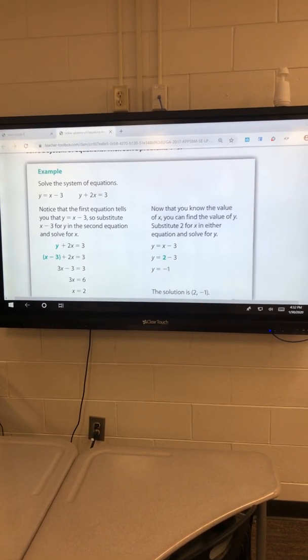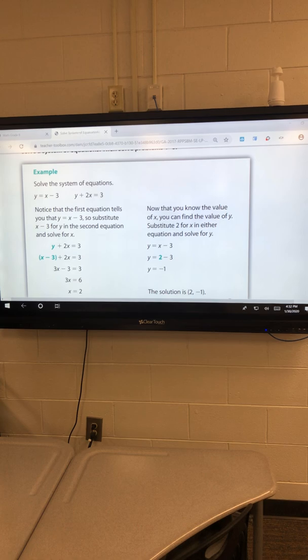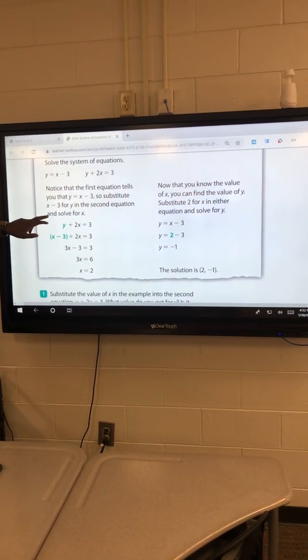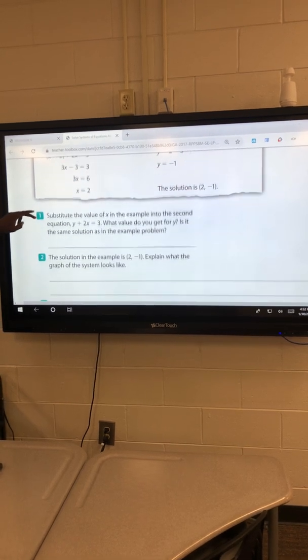Alright guys, so homework for tonight, page 167, 168. Let's get started. So you should be reading this example problem first and then start answering the question.